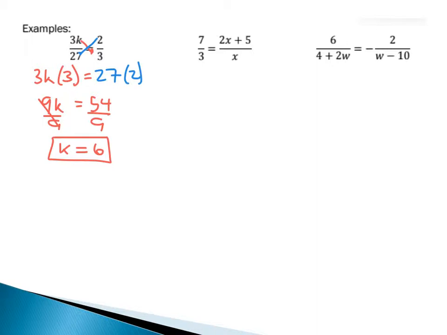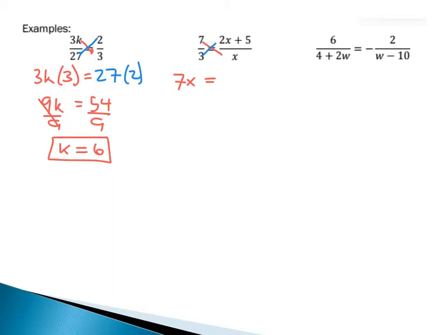Now, this is going to help us when we get to more complicated problems like we see in number 2, and holy cats, we'll get there in number 3. But we're going to apply this same property. The cross product says I'm going to take the numerator of one and multiply by the denominator of the other. So in this one, I have 7 times x, which I write as 7x. The next one, I have 3 times, notice this says 2x plus 5.